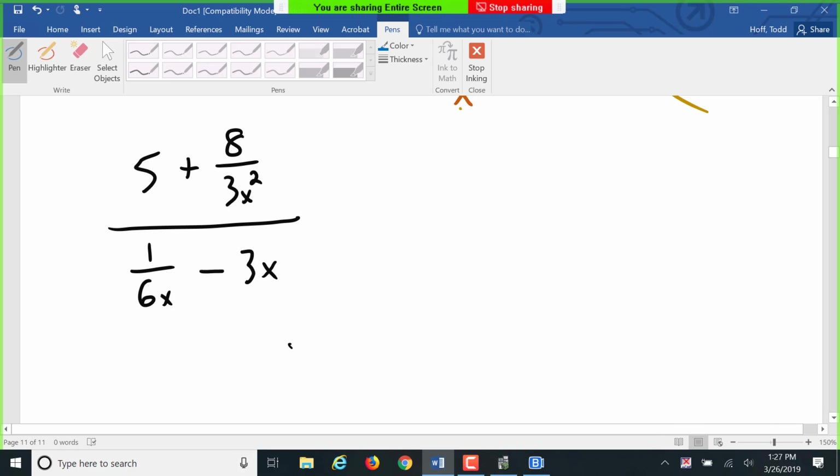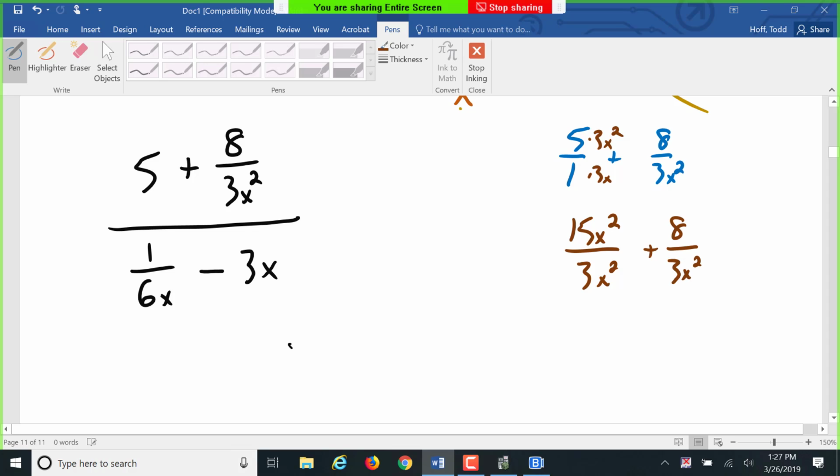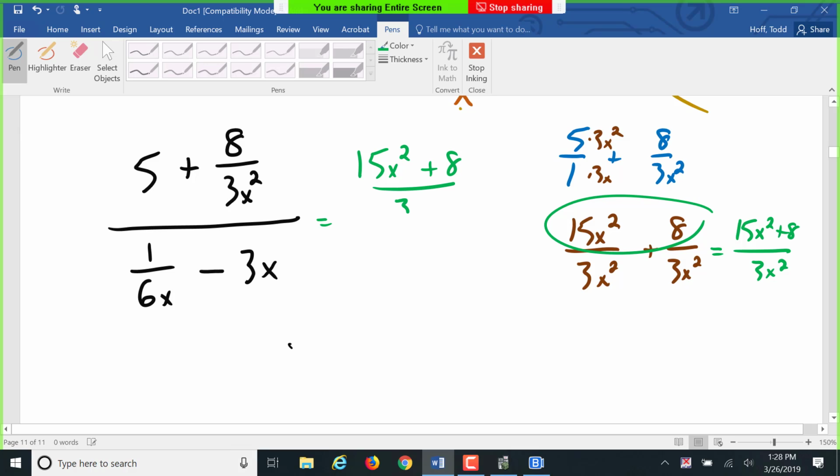Okay, so for the numerator here, we'll make that 5 over 1 plus 8 over 3x squared. We have to multiply by 3x squared on top and bottom of this first fraction. You know, it's 15x squared over 3x squared plus 8 over 3x squared. Adding together, 15x squared plus 8 is 15x squared plus 8 over 3x squared. Any questions so far?